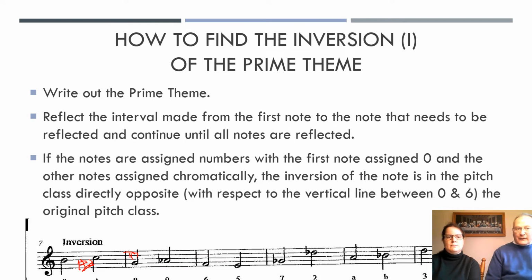However, if all your notes are assigned numbers, with the first note assigned 0 and the other notes assigned chromatically, like was discussed earlier, the inversion of that note in the pitch class is directly opposite, with respect to the vertical line between 0 and 6, of the original pitch class. So let's look at the next slide and we'll go into that detail a little bit more.